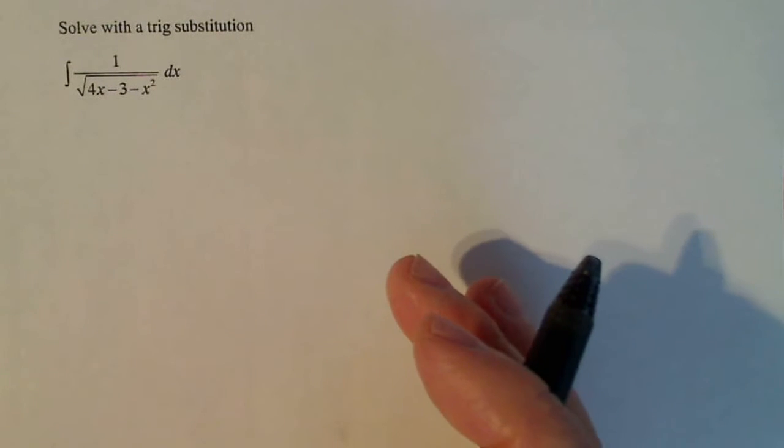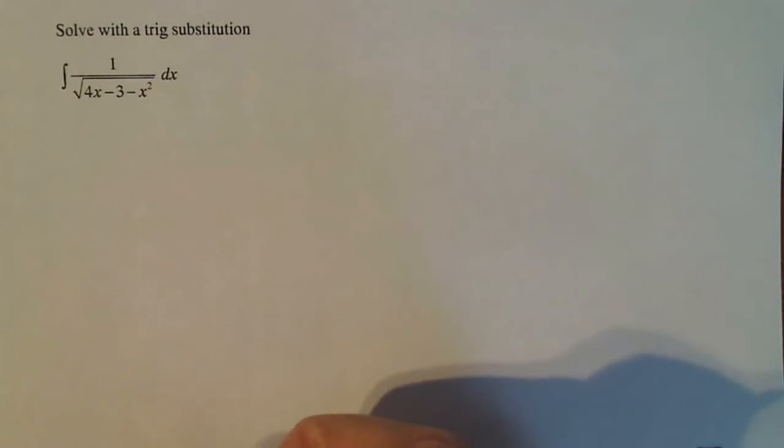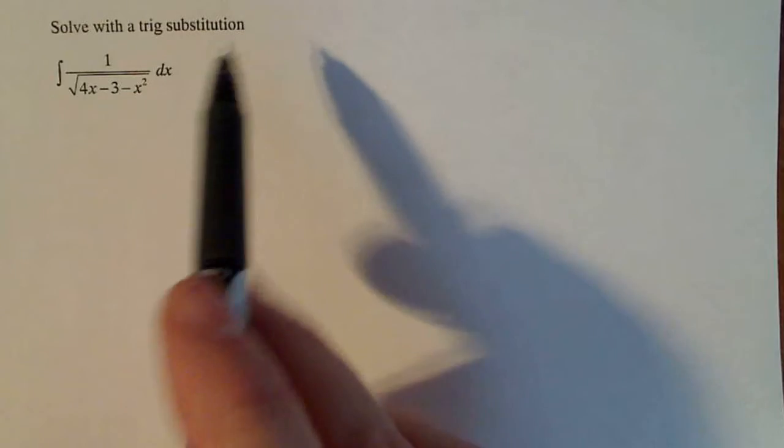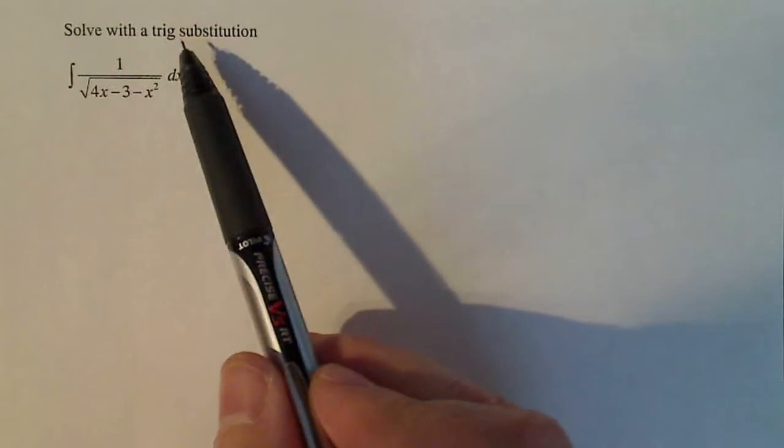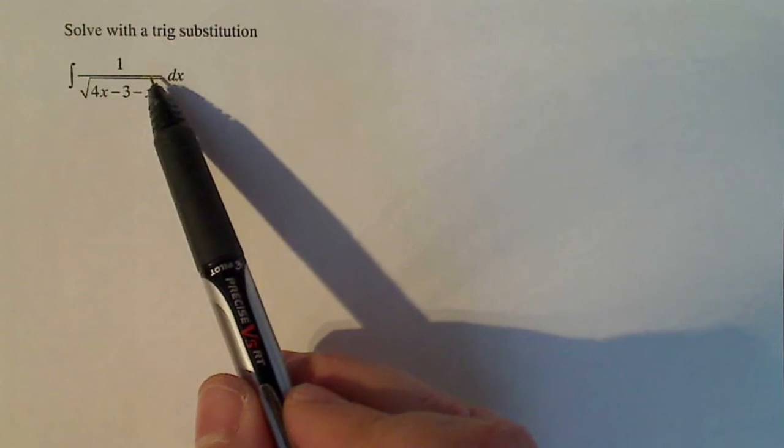All right, here's a calculus problem, calculus 2. We're going to solve this integral with a trig substitution. Now, let's say that you didn't know you were solving with a trig substitution. What would you look for to determine whether or not you want to use it? Well, first of all, there's a radical symbol here.